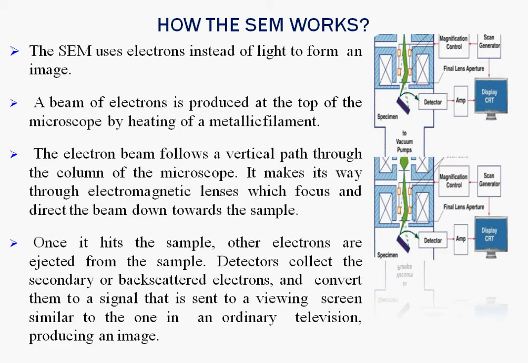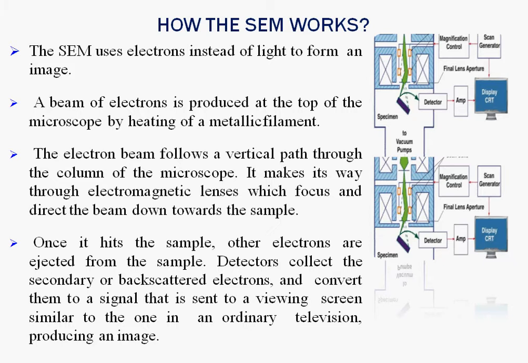Next, how it works. As I said initially, it uses electrons instead of light as in the normal case, right? At the top we have the electron gun, which emits the electrons, which travel in a vertical direction downwards with the help of various apertures as well as lenses, and are focused on the specimen.